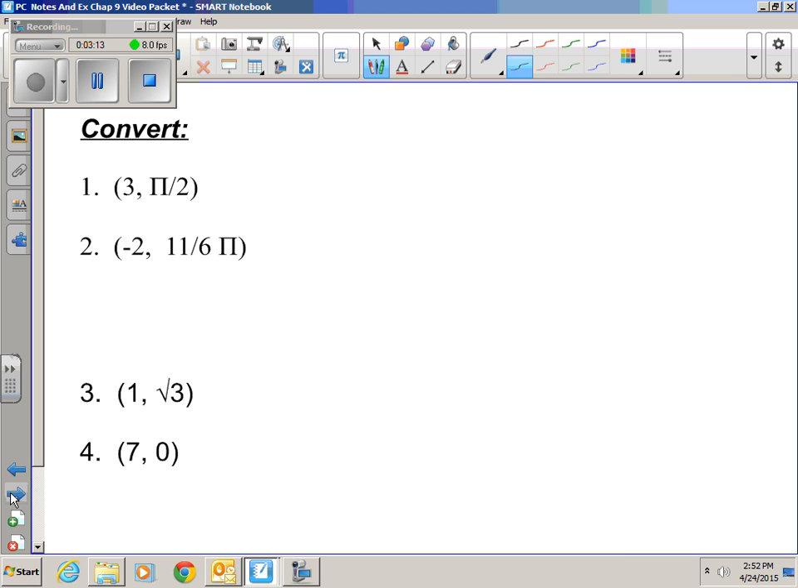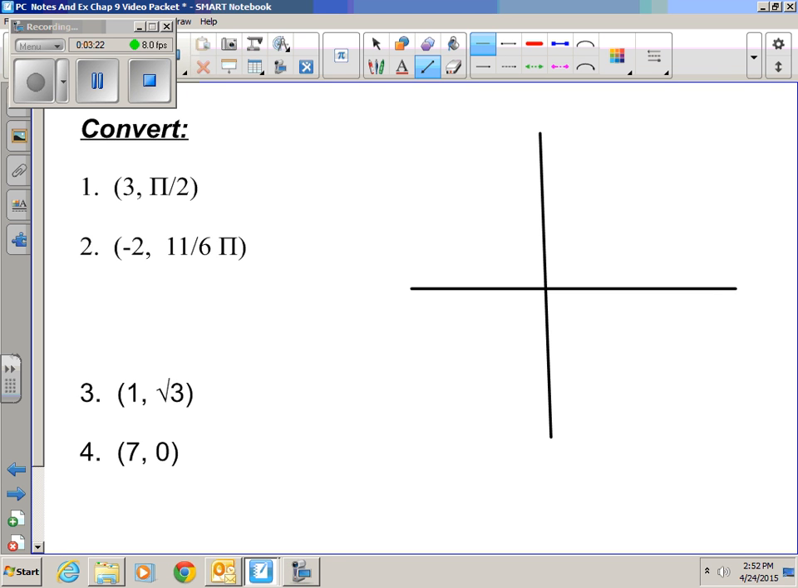So let's convert these. I would always probably, if I wanted to, think about what this picture looks like. Oh, that's straight up and down. That's straight across. If I have the ordered pair 3 comma pi over 2, that's pi over 2, which is 90, with a radius of 3. So that ordered pair in rectangular coordinates is 0 comma 3.